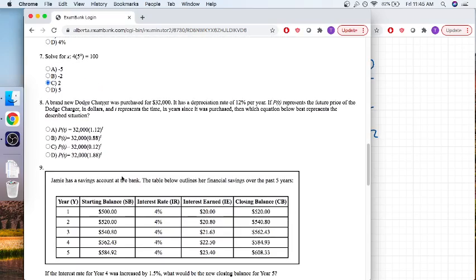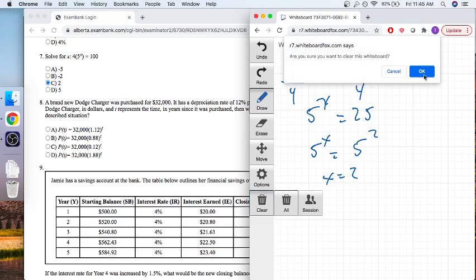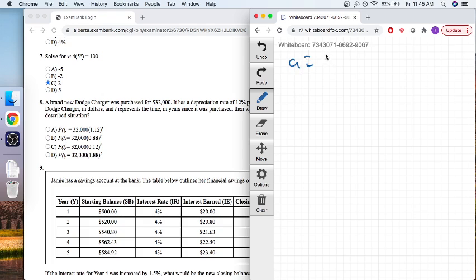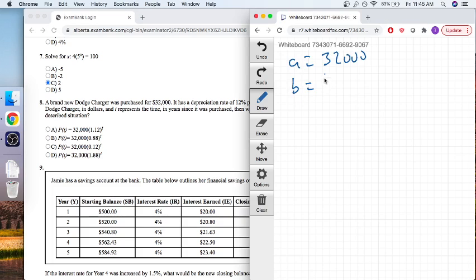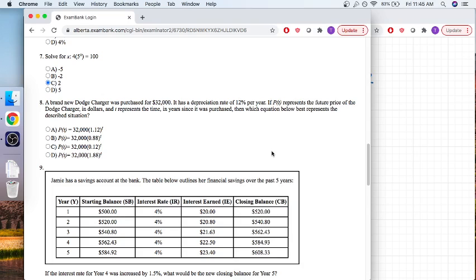Okay. Brand new Dodge Charger was purchased for $32,000. Depreciation rate. Okay, so let's start writing these down. So it's going to be a decay function. So we've got 32,000 for our initial value. We've got a decay rate of it's really going to be 1 minus 0.2, which is going to be 0.8. P of t represents future price of a Dodge Charger in dollars, and t represents time in years since it was purchased, and then which equation represents the following below? So it's going to be P of t equals 32,000 times 0.8 to the t. Yep, so it's going to be B.